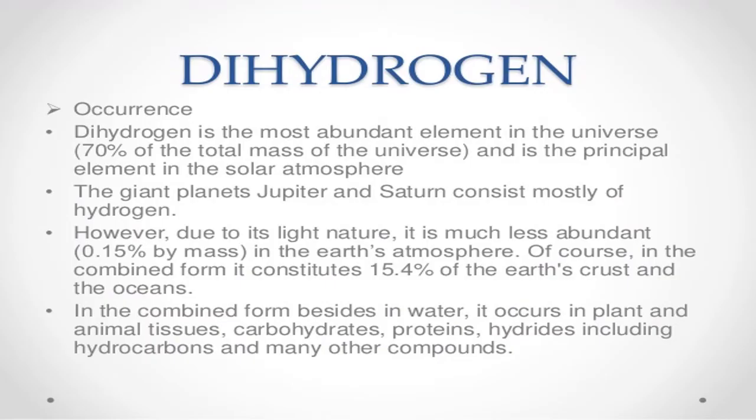Now, where all does hydrogen occur? Why is it called dihydrogen? Because it is written as H2, dihydrogen, like dioxygen, O2. In our everyday discussion we use hydrogen, but the correct name is dihydrogen. We say hydrogen, and both are accepted. So where does it occur? Let us understand. Dihydrogen is the most abundant element in the universe.